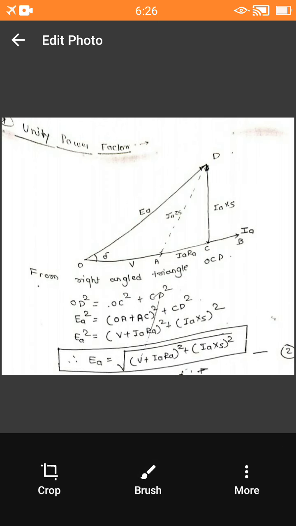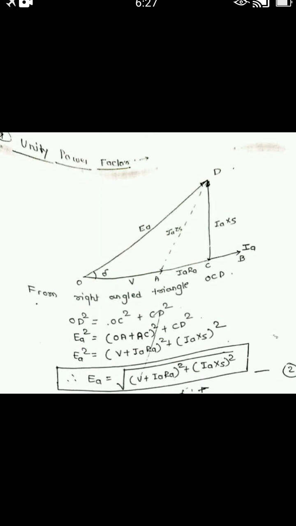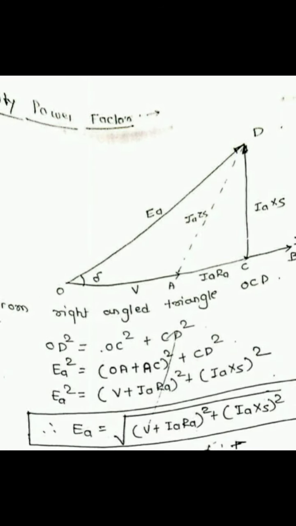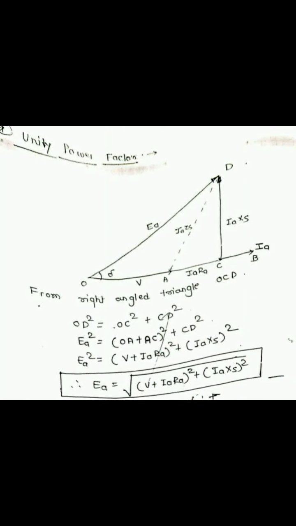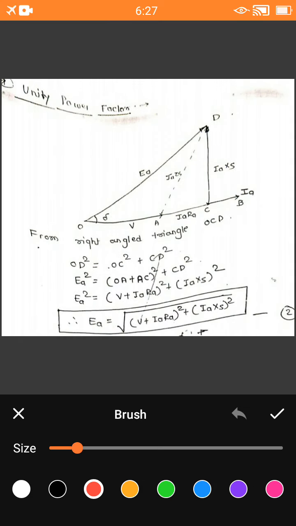So for understanding of that, we are substituting the value of OD. So OD is equal to EA, that is EA bracket square. We know the value of OC, that is OC is nothing but OA plus AC. So the value of OA is V, the value of AC is IaRa bracket square, plus the value of CD is given by IaXs. So in that particular figure, the synchronous impedance is IaZs, which is a combination of IaRa plus IaXs.